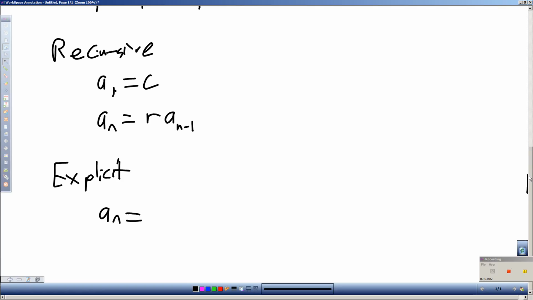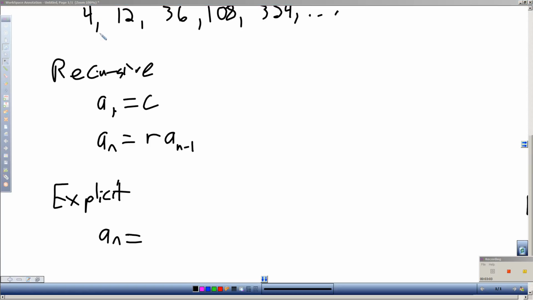Let's think about this. What do I multiply this one by to get to the next one? 3. So I'm going to put times 3, times 3, and times 3. So how would I get from here to here? I'd have 4 times what? To get 108, 3 to the third, which is 27. Okay? So this is fourth term, third term, second term, first term.